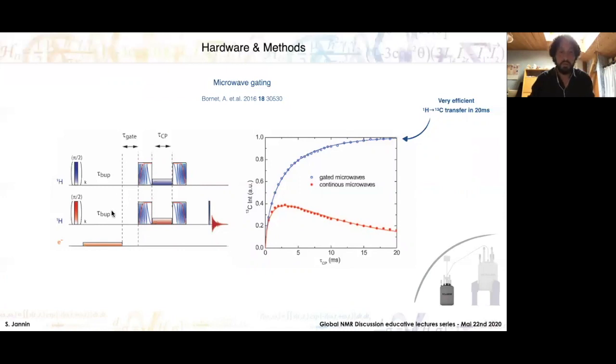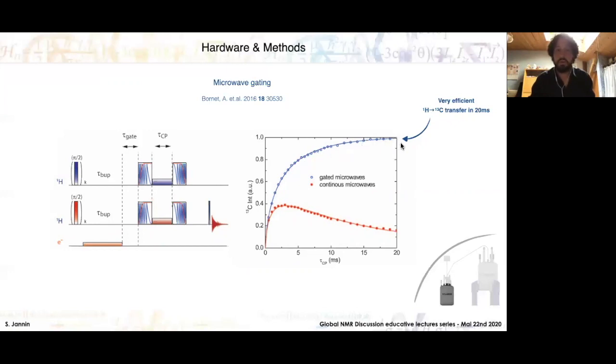Why? Because if you stop the microwaves, the electron spins go back to thermal equilibrium. And thermal equilibrium is 99 point something percent of polarization. So all the electrons are polarized, and when they're polarized, the paramagnetic relaxation is almost nonexistent. All the spins are frozen in a way, and there's no flip-flop going on. So you don't have any efficient T1rho relaxation mechanism. So you can do CP for a very long time.